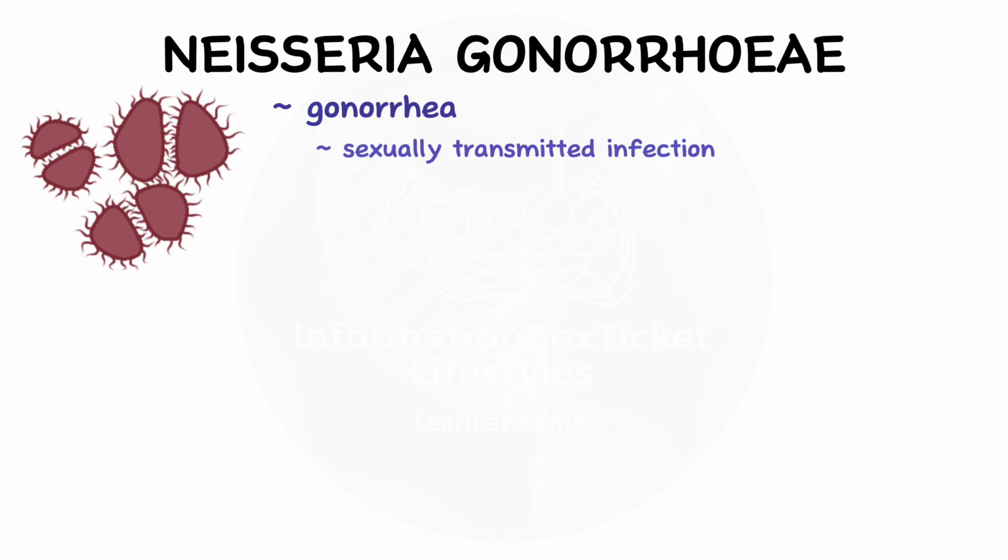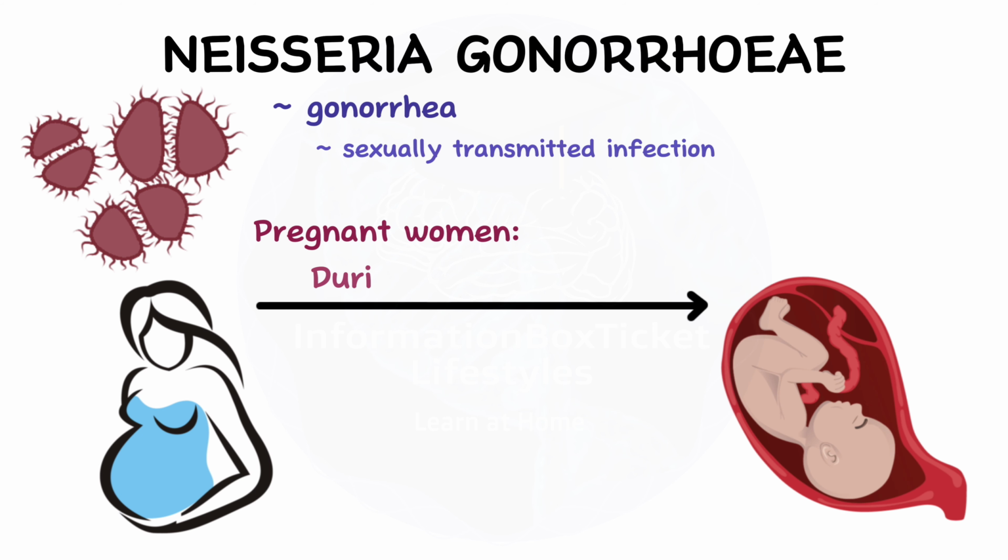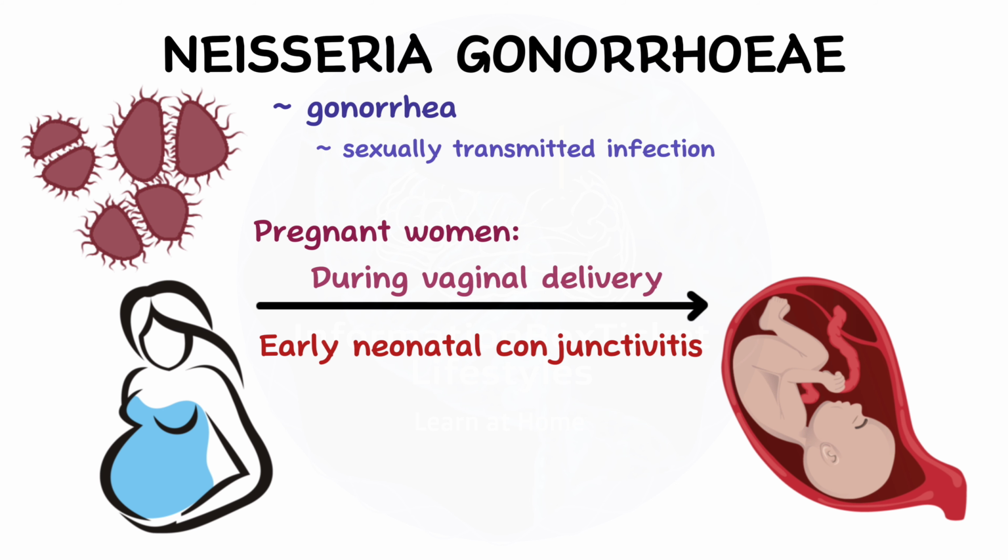If N. gonorrhoeae infects a pregnant woman, it can be transmitted to the baby during vaginal delivery, leading to early neonatal conjunctivitis, a form of conjunctivitis that appears in the newborn between 2 to 5 days after birth.